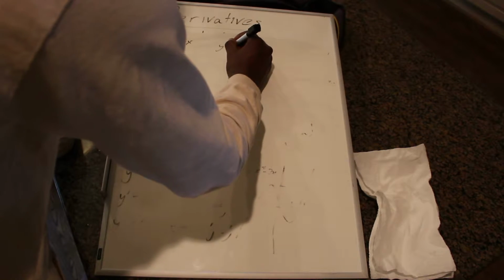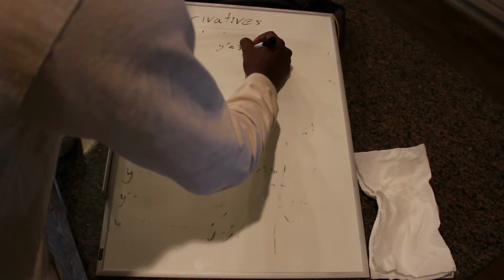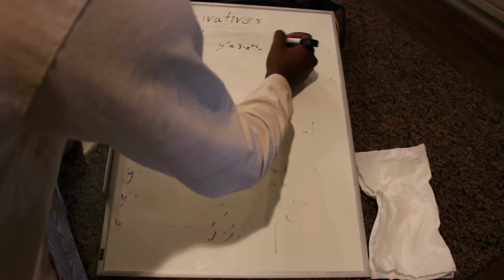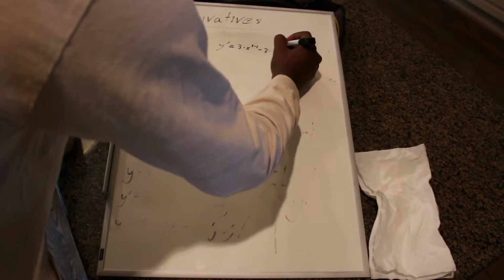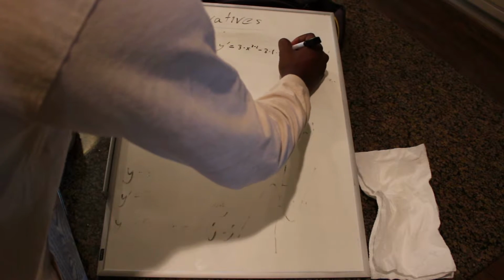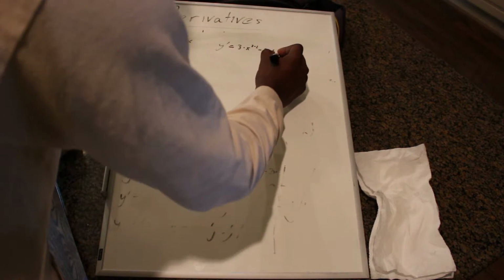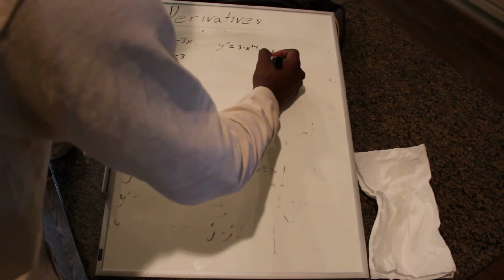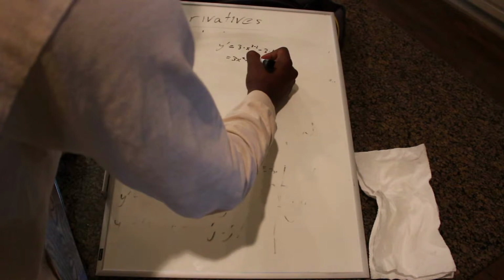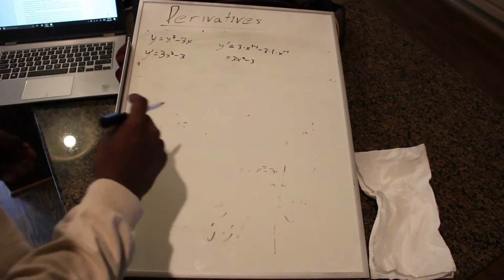So we would say y prime equals 3 times x to the 3 minus 1, minus 3 times 1 times x to the 1 minus 1. And 1 minus 1 is 0, so we cancel out like I said before, and we're left with 3 times x squared minus 3.